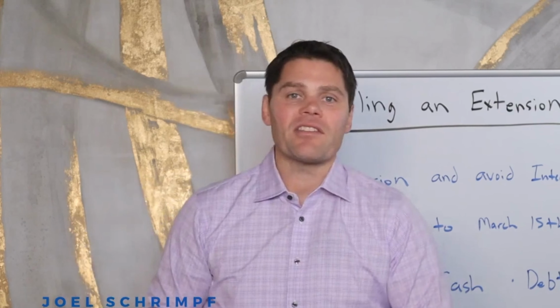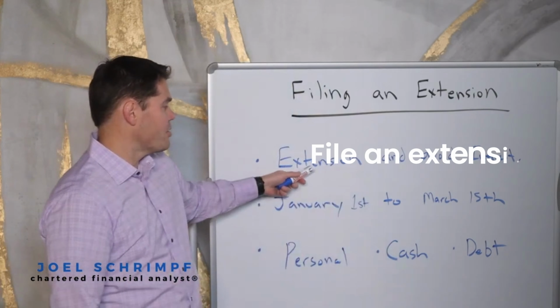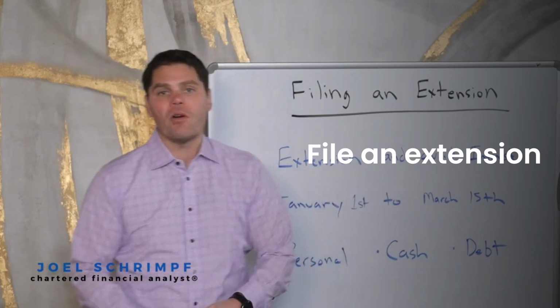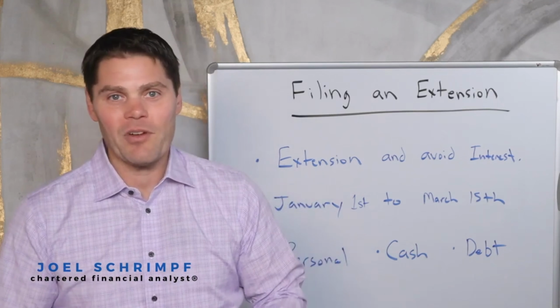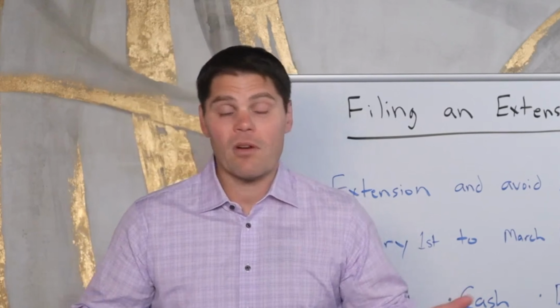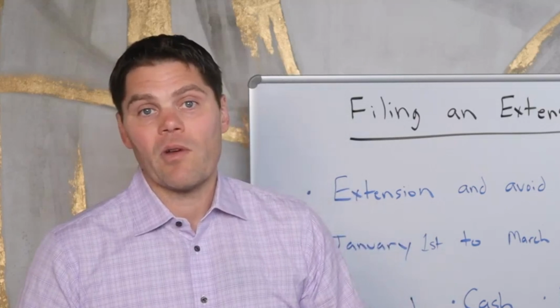All right, let's take this to the next step. Let's just say we want to file an extension, but we want to do so and avoid any type of penalty or interest or any additional expense that we just went through. So you can say, hey, I don't want to pay that 14%. I want to figure out so I can pay whatever the estimated correct payment is on April 15th.